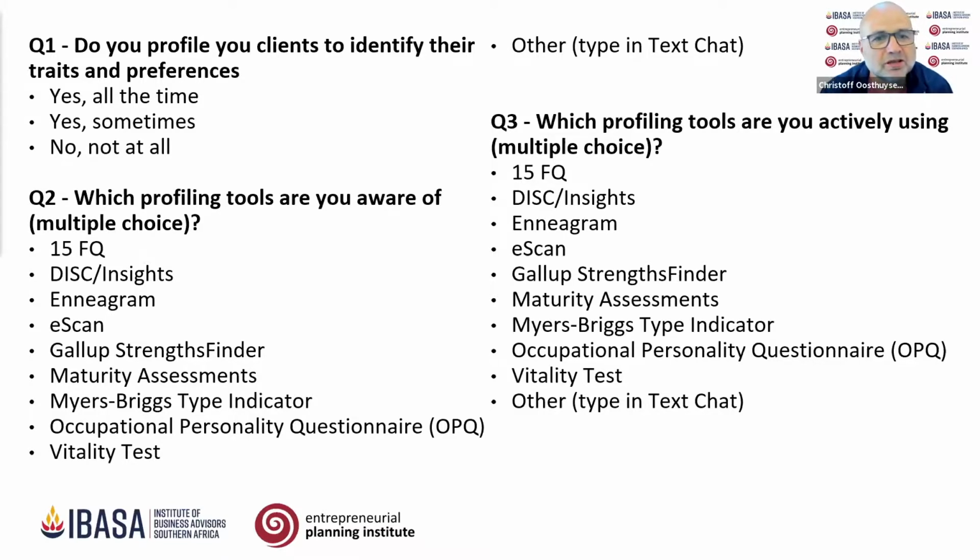The second question is, do you know any of these tools? 15 FQ, DISC or Insights, similar tools, the Enneagram, eScan, the Gallup Strengths Finder, maturity assessments, Myers-Briggs types, those are the 16 types with the 4 letters each, the OPQ, which is quite an involved kind of proficiency test, and the vitality test. Do you know any of those? If there's other, you can type in the text chat, but otherwise you can vote for that. And then the third question is, do you use any of these tools?